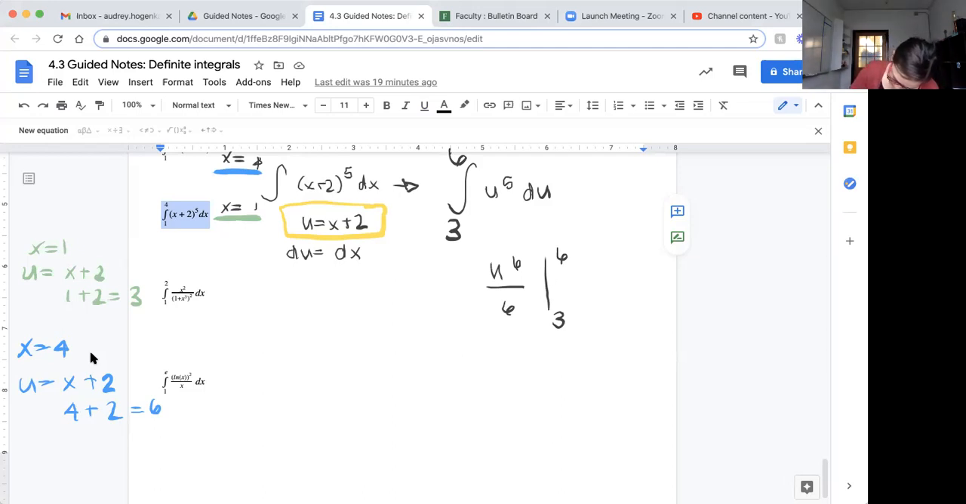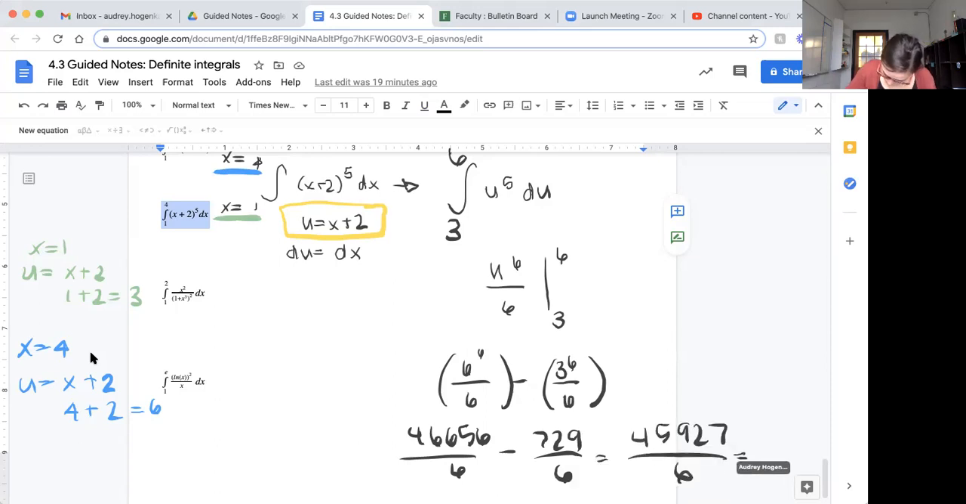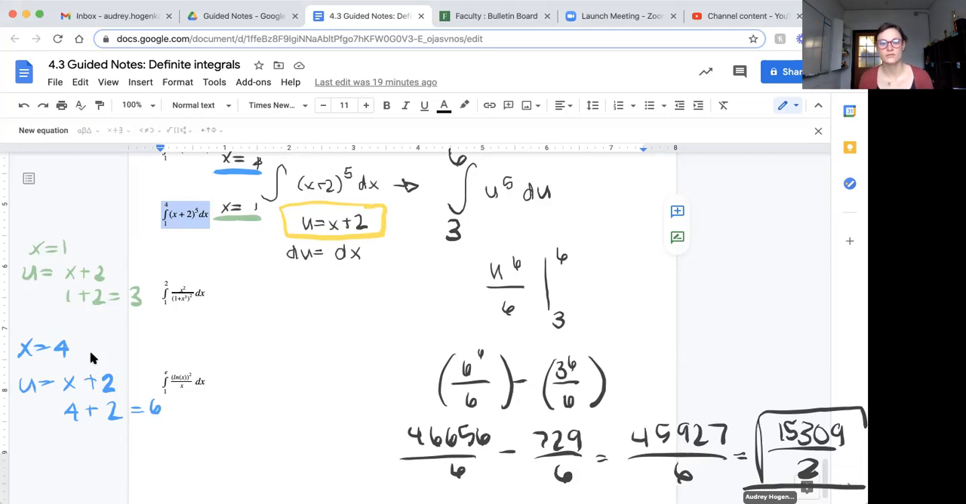So when we plug that in, that's going to be 6 to the 6th over 6 minus 3 to the 6th over 6. 6 to the 6th is going to give me 46,656 over 6 minus 729 over 6, which is equal to 45927 over 6, which is equal to 15309 over 2. So our final answer is 15309 over 2.